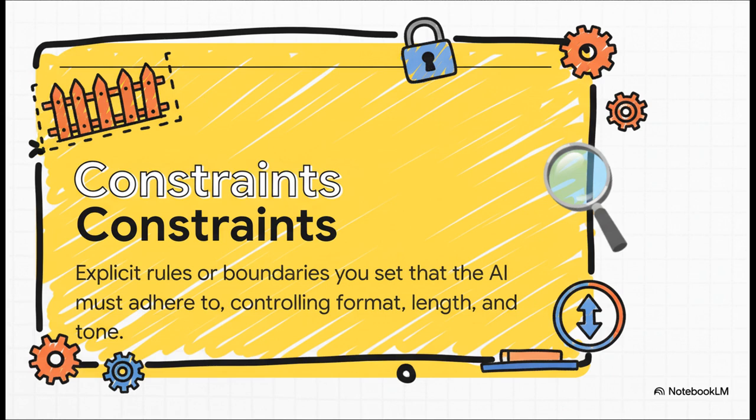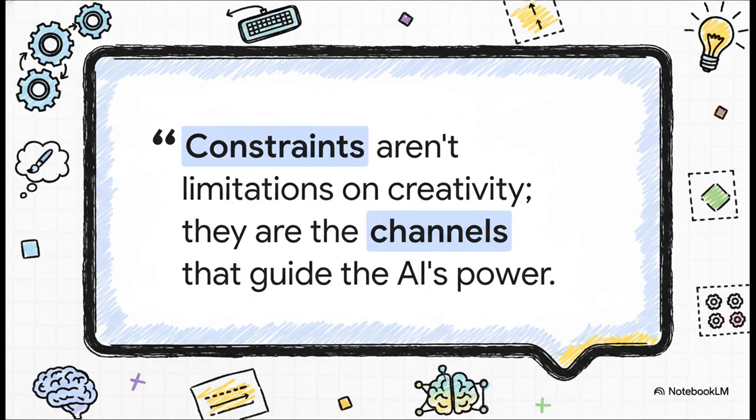Things like the format, the word count, the tone of voice, even what to include, or, just as importantly, what not to include. Now, a lot of people think constraints will stifle creativity, but it's actually the exact opposite. Think about a river. A river without banks is just a big, useless swamp, right? It's the banks that give it power and direction. Constraints do the exact same thing for the AI's output. They channel its power.